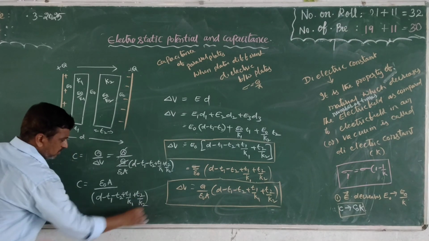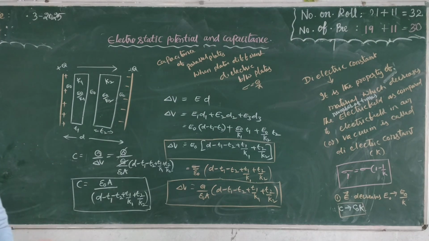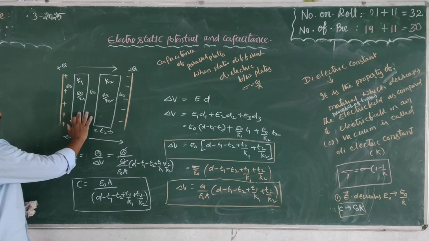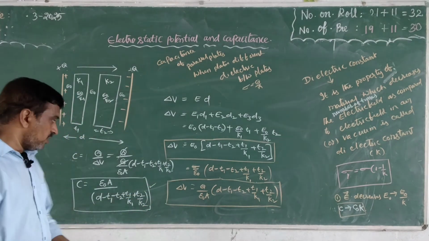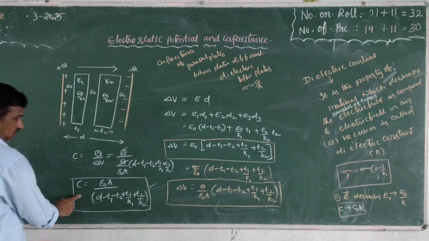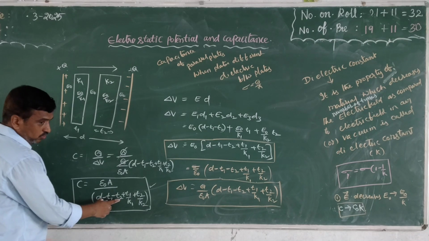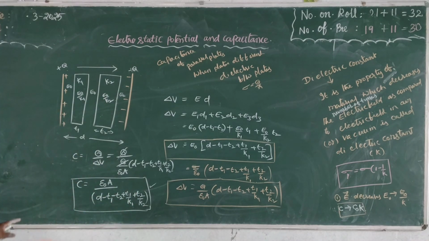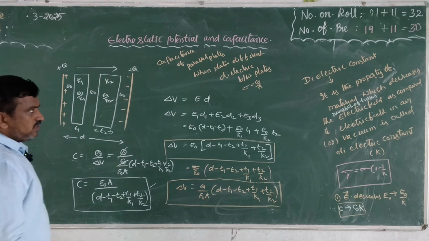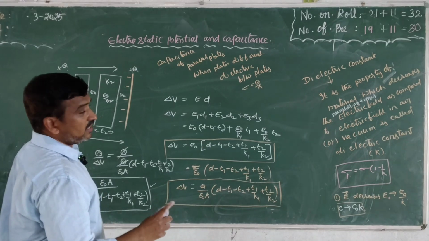It is the capacitance of a parallel plate capacitor when two different dielectric materials are placed between the plates. In that case, what is the capacitance? C equal to epsilon naught A by D minus T1 minus T2 plus T1 by K1 plus T2 by K2. Yes? This is the capacitance of parallel plates when different dielectrics are placed between the plates.